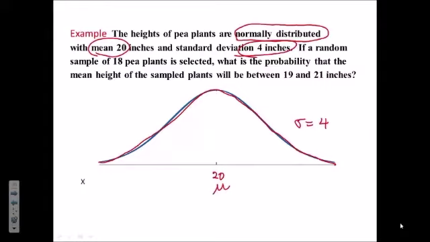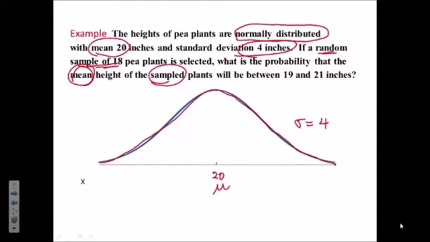But we're not dealing with individual plants. We're going to have a random sample. We want a sample of 18 plants, and we're looking for the mean of the sample. And when you're looking for a mean of a sample, we're going to have to use the central limit theorem, because we're not talking about individual scores, x's, but rather sample means, x bars.